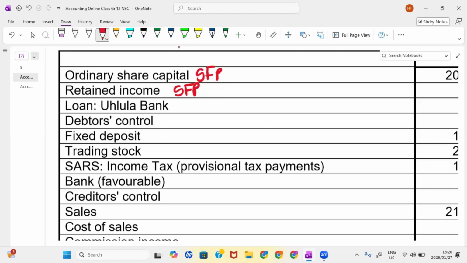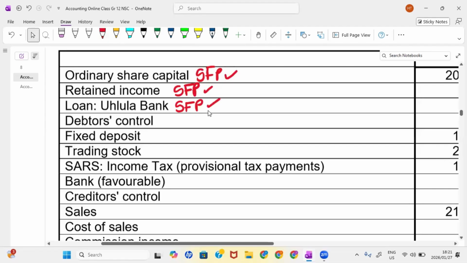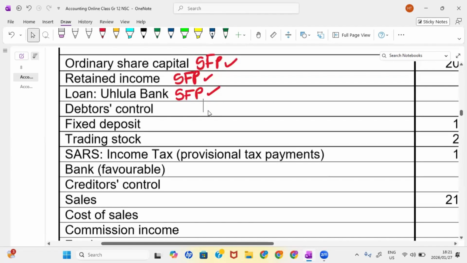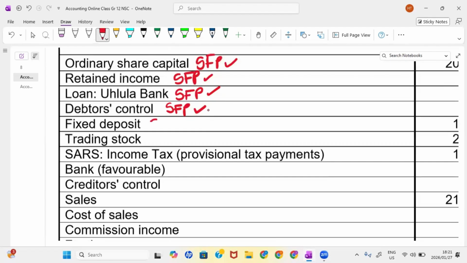Yeah? Then we have a loan. A loan would go into your statement of financial position. Hope that is clear. No? And I hope you guys are taking note of that. Then we go to debtors control. Debtors control also would go to the statement of financial position, as this is an asset, right? Then next we have fixed deposit. A fixed deposit also goes to the statement of financial position.